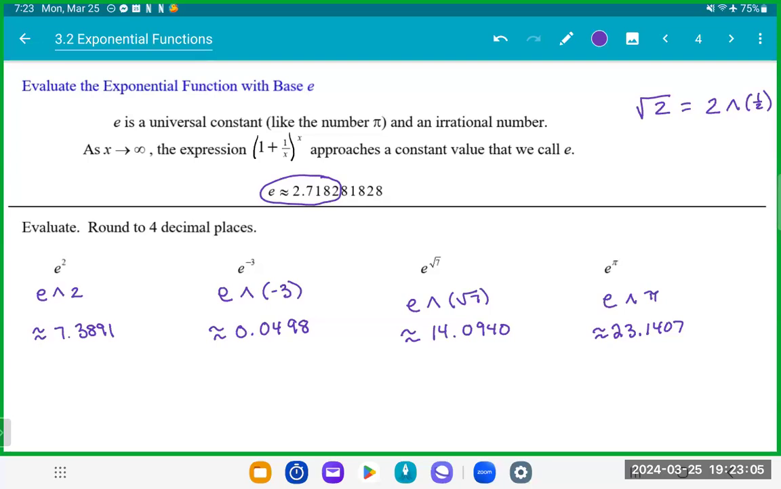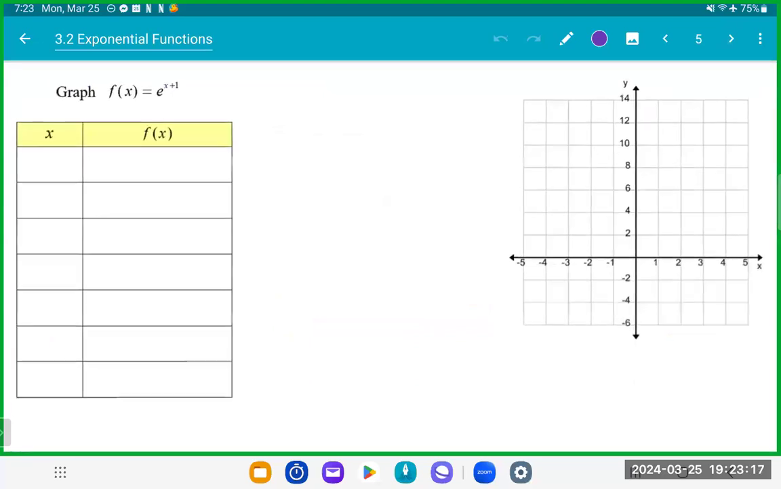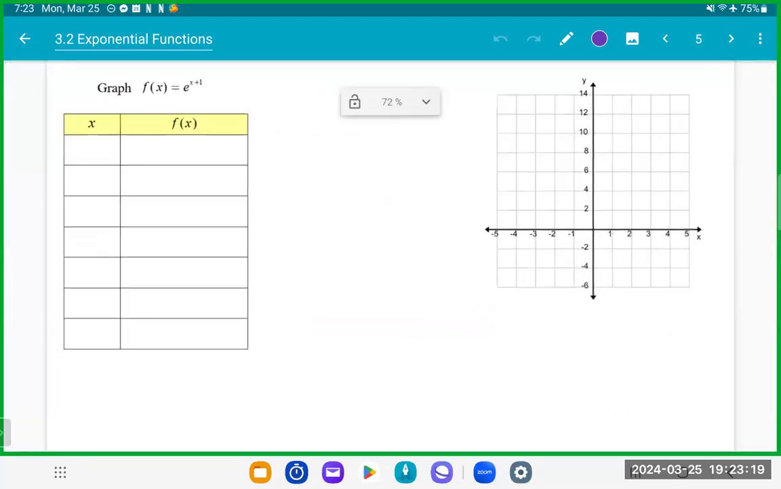Okay, any questions on the e character and how to use it on your calculator? Okay, so we may see e as our base. So e raised to the x plus 1, etc. So again, let's do -3, -2, -1, 0, 1, 2, and 3. Okay. So this is going to be e to the -2.